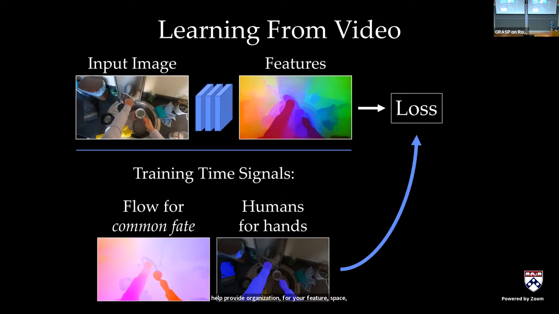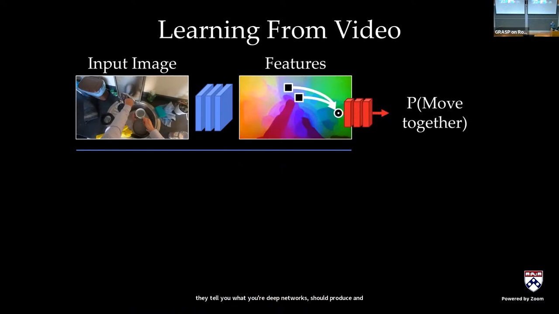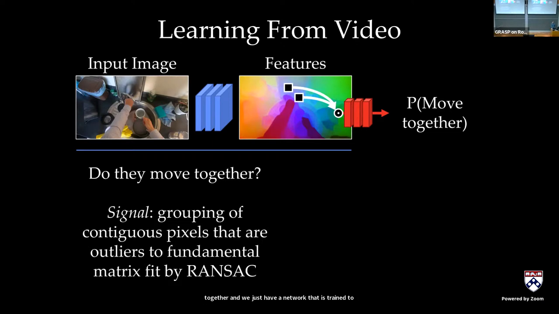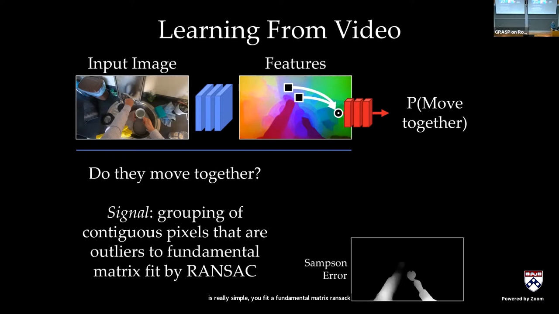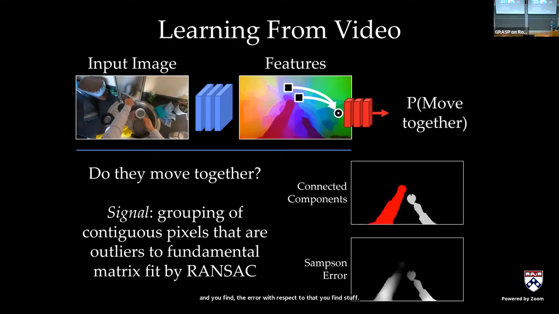And we have a paper which we just submitted, which has a really, really simple idea. We take features and we predict whether the features are going to move together. We just have a network that is trained to do that based on the features. And the signal for this is really simple. You fit a fundamental matrix with RANSAC, and you find the error with respect to that. You find stuff that isn't explained by the scene motion. And then you can find stuff like connected components.